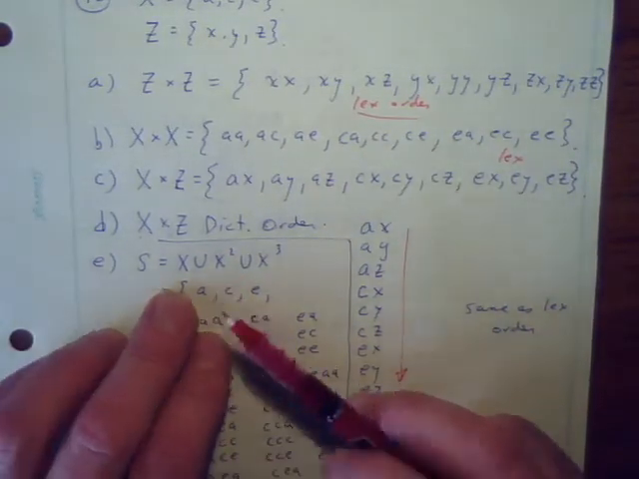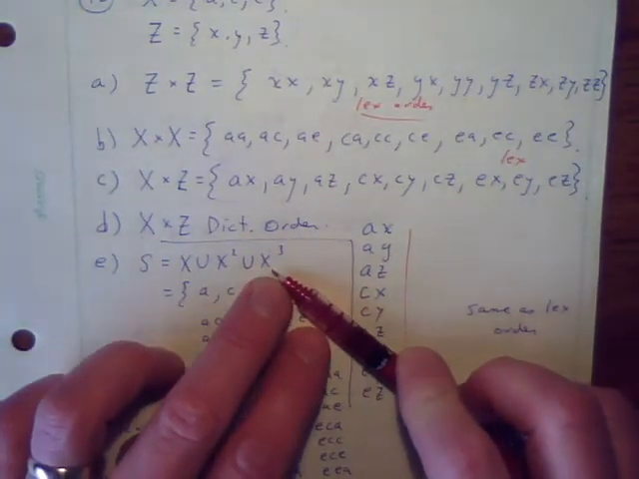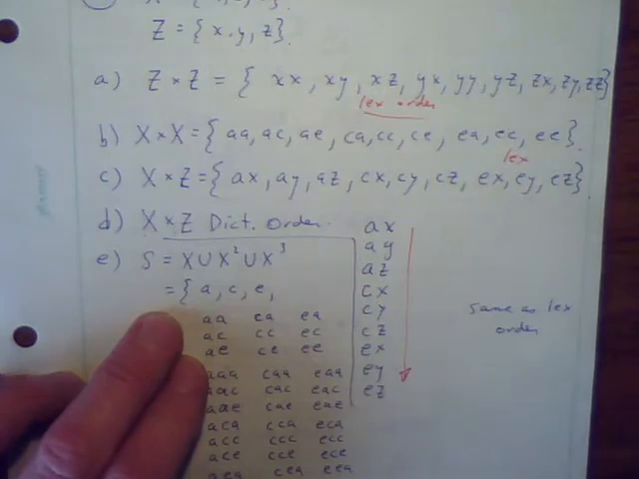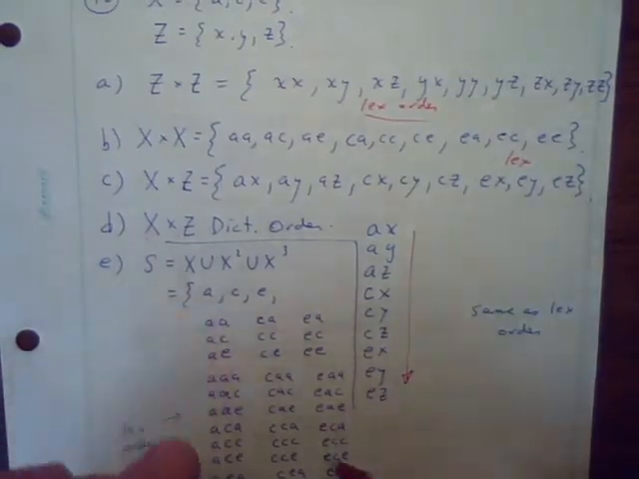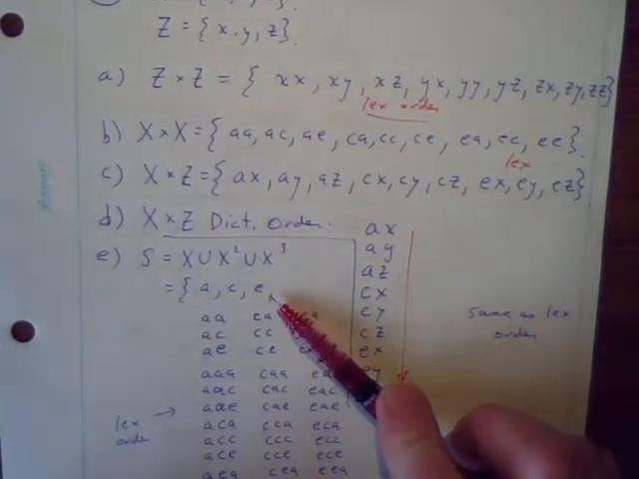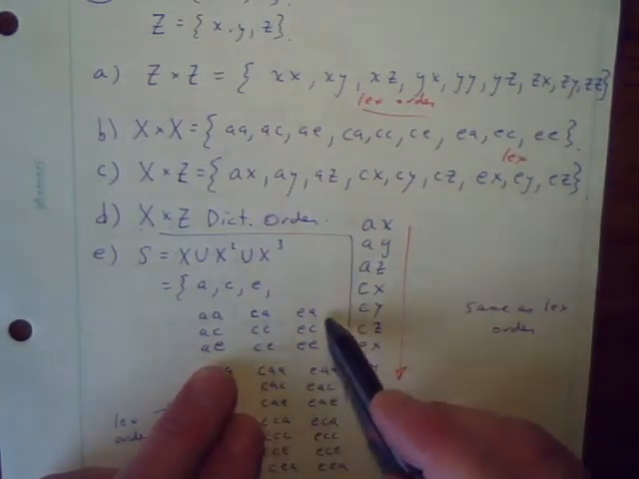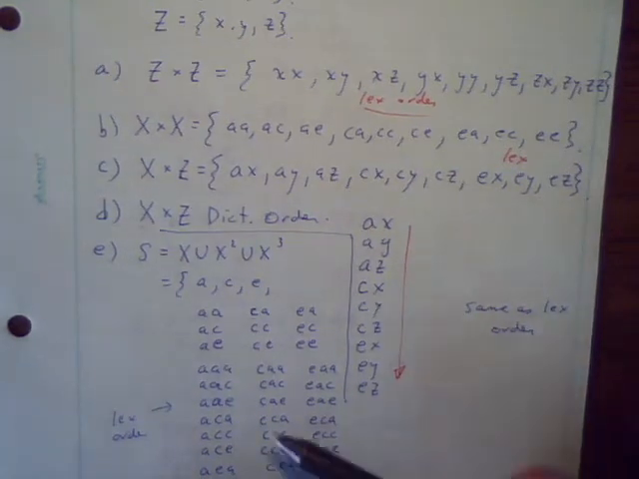Okay. Part E asks to list the elements of x union x squared union x cubed. In other words, the set S here is the set of all strings or words that can be formed out of the letters A, C, and E of up to length 3. Starting with length 1, A, C, and E. Length 2, we have 9 of them, 3 times 3. And length 3, 27 of them, 9 times 3.